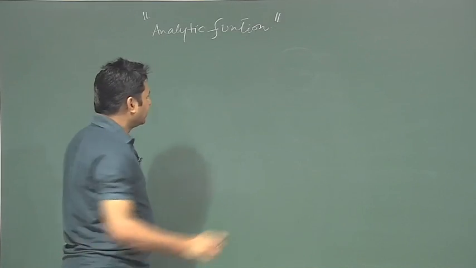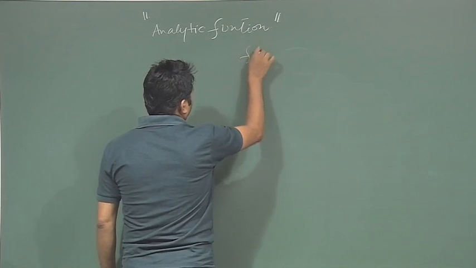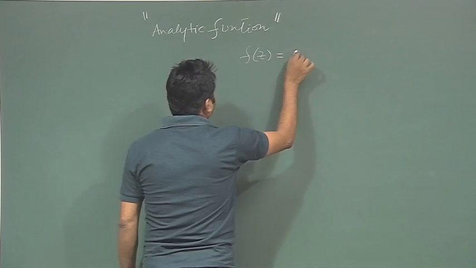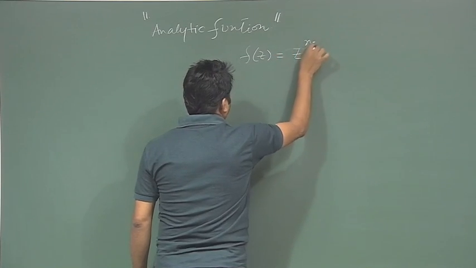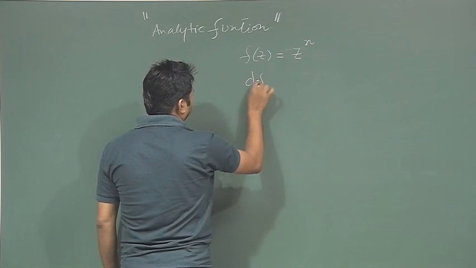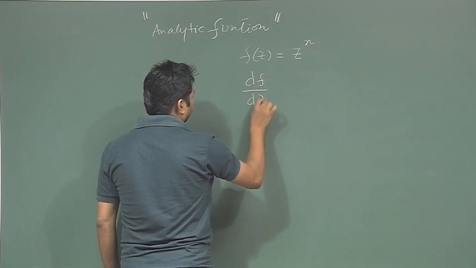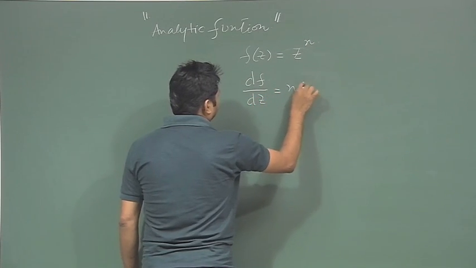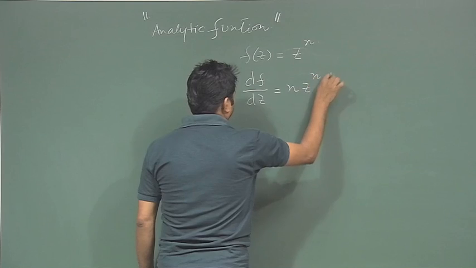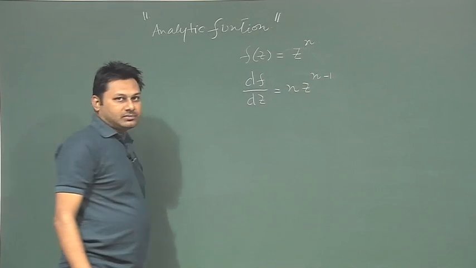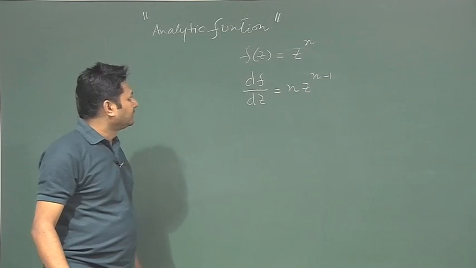Let me just give you these things. If it is z to the power n, for example, d f by d z is n z to the power n minus 1. The rule is as usual.